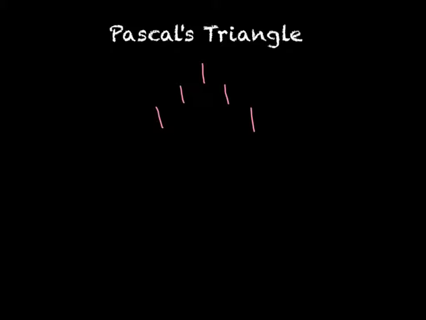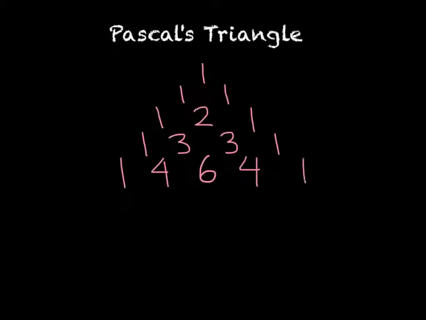and then each number is the sum of the numbers above it. So if we look here, we have a 1 and a 3. We add them together, we end up with a 4. Then we have 3 plus 3, so we get a 6 under that. 3 and a 1 again, 4, and then on all of the edges we have 1s.